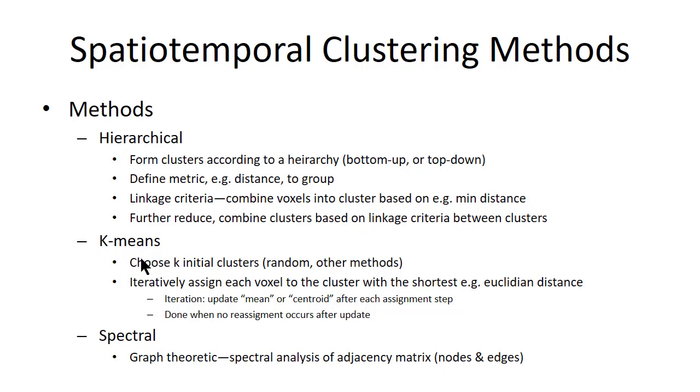K-means clustering is a different technique where you actually a priori define, either randomly or with some other method, K initial clusters. That's the name K-means algorithm. And then you iteratively assign each voxel to the cluster. Once you have these randomly assigned initial K clusters, you can then iteratively update the mean or centroid after each assignment step. And when you iterate this, essentially when there's no change in the mean or no significant change in the mean or centroid, you're done with your reassignment and your K-means clustering is done.